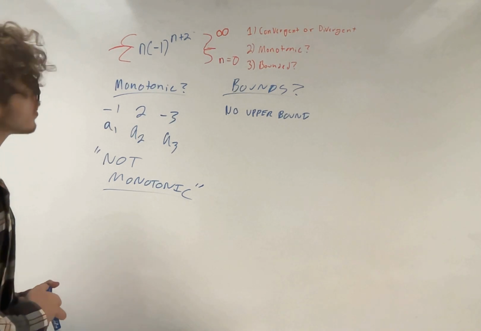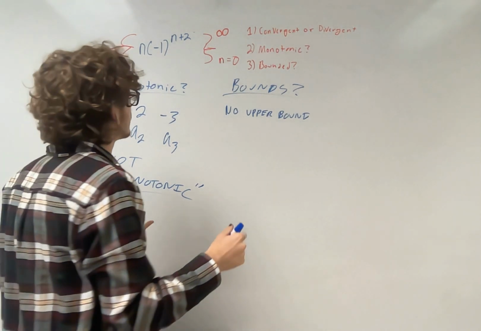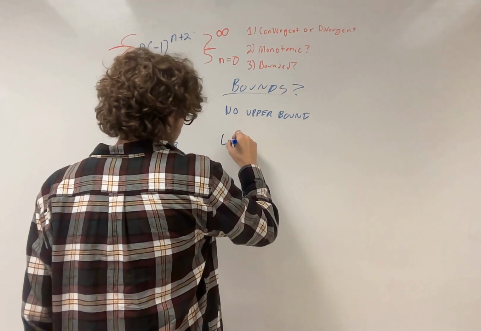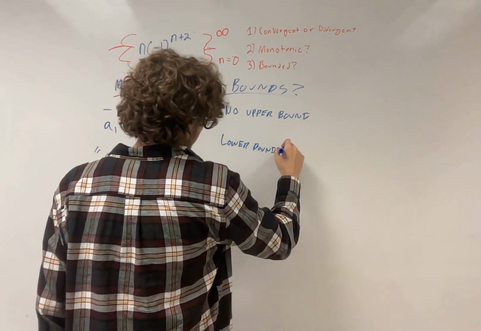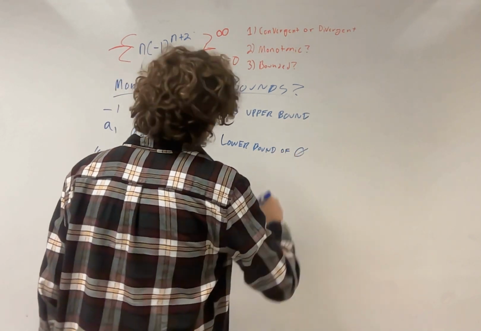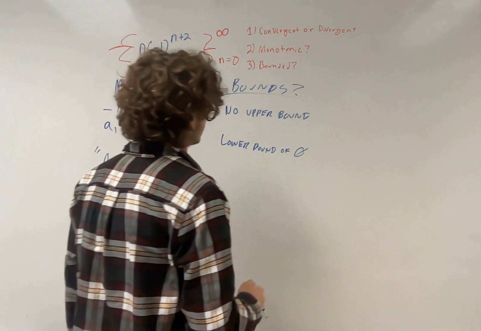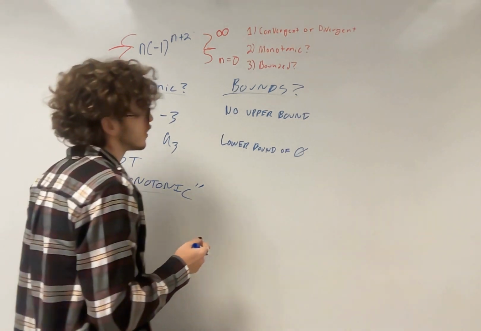Okay, is there a lower bound? Well, we can plug in 0, and we're going to find that our lower bound is in fact 0. So yes, we have a lower bound of 0. Because we're starting at 0, that has to be our lower bound.